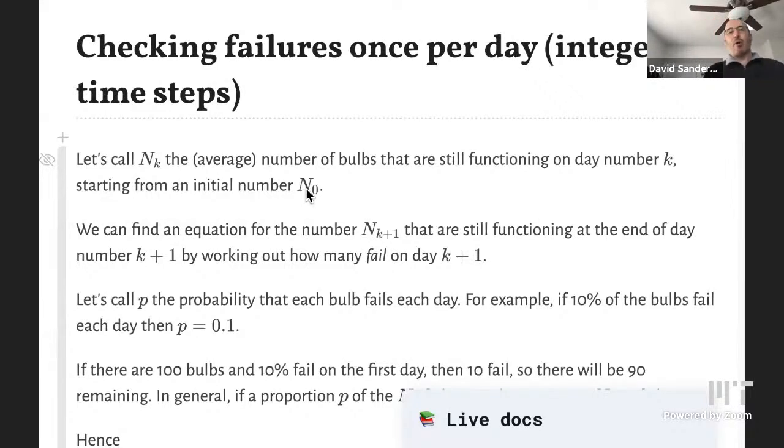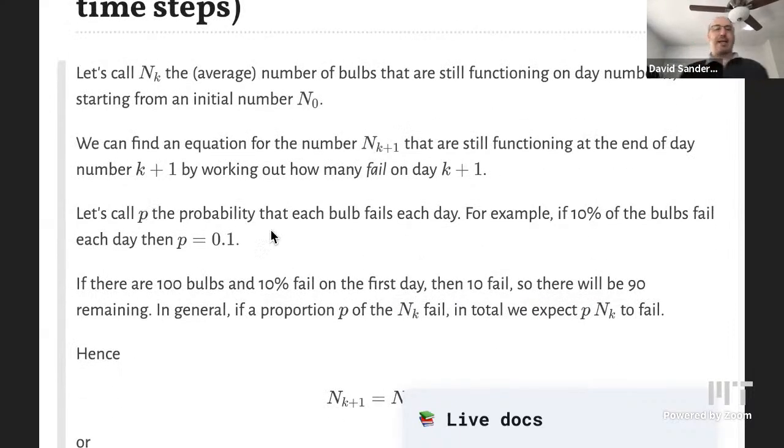To model the situation, we want to find a formula that tells us, if I know that I have N sub k on day k, how many will I have on day k plus 1, which is N sub k plus 1. To get that, I need to work out how many are going to fail on the kth day. Let's call p the probability that each bulb fails each day. As an example, let's think of 10% of the bulbs failing each day. That's pretty shoddy, bad quality light bulbs, but it's just an example, and it means the probability p will be 0.1 for each bulb.